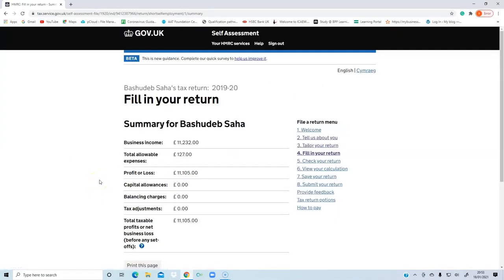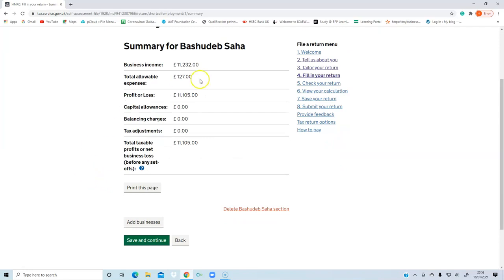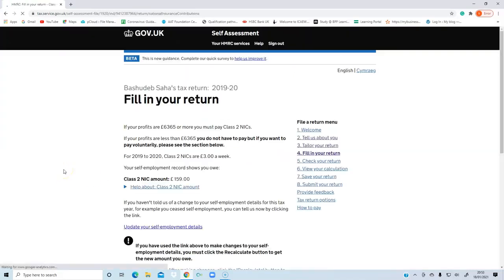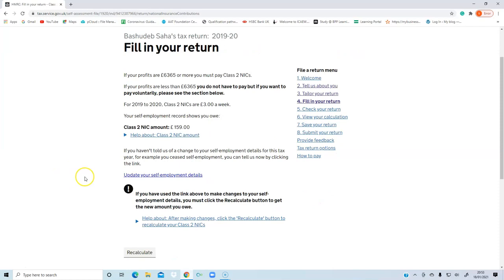The next section will tell us the summary of the calculation. So we can see our total income is 11,232. Total expense is 127. Profit is 11,105. So this is my net profit. After that, I will do save and continue. If everything is correct, I'll move on to the next section.